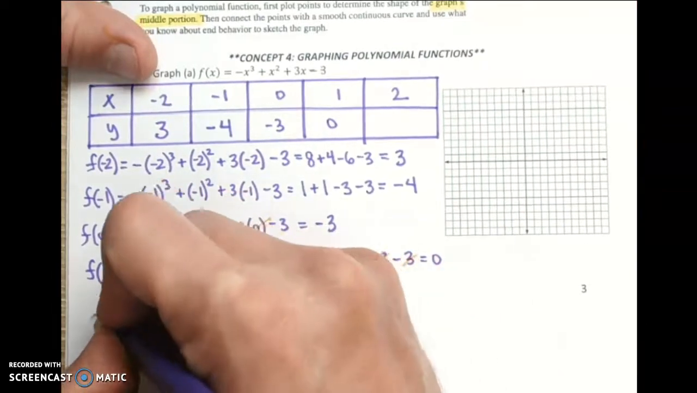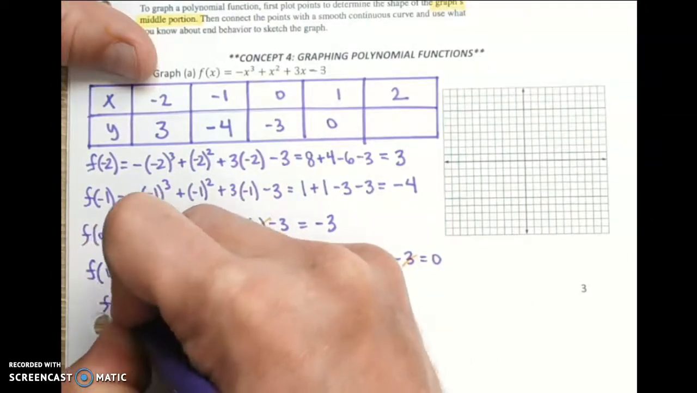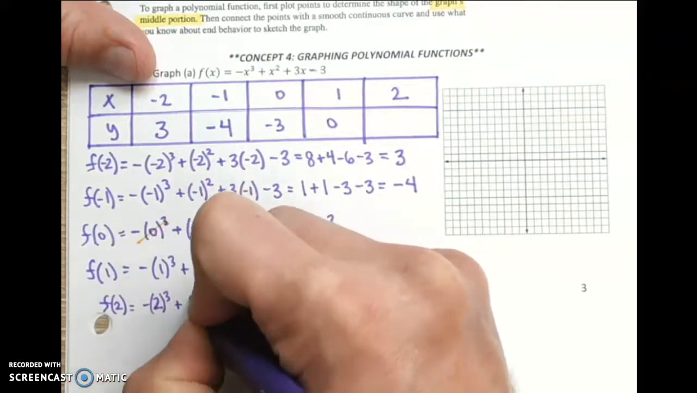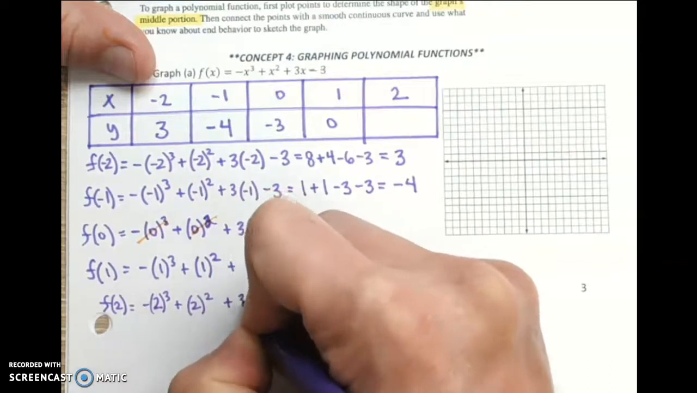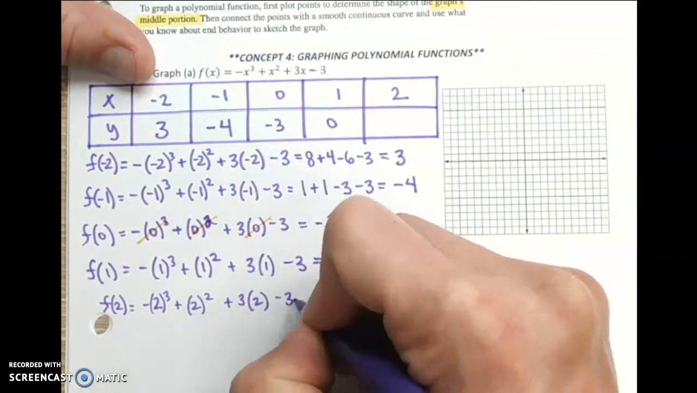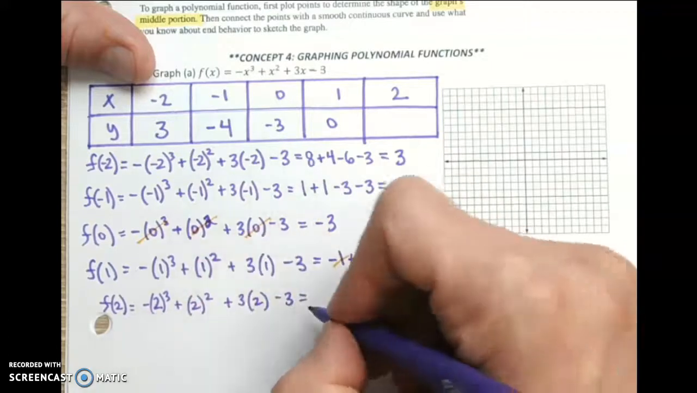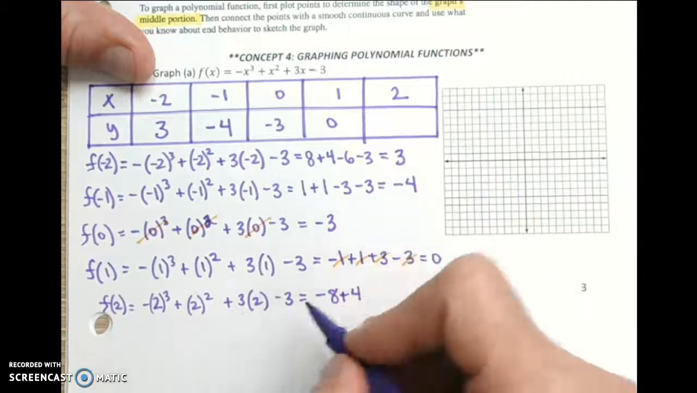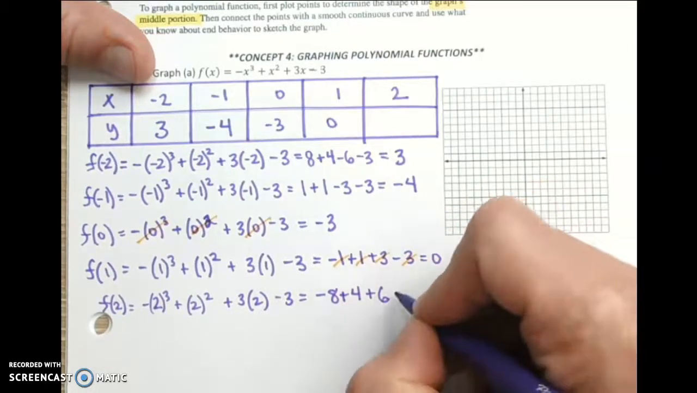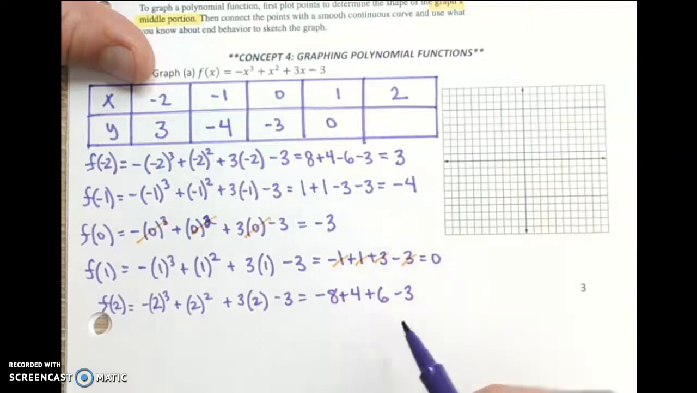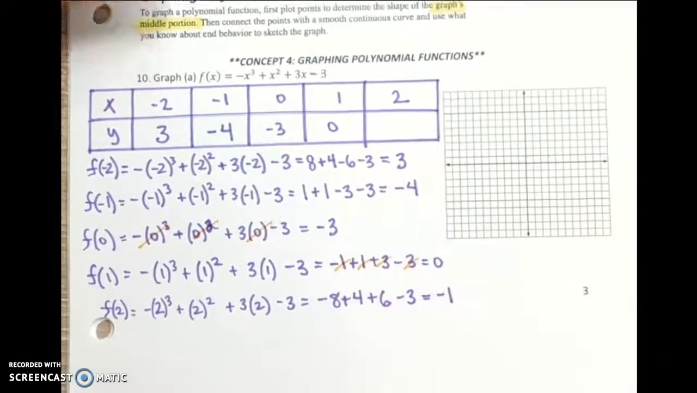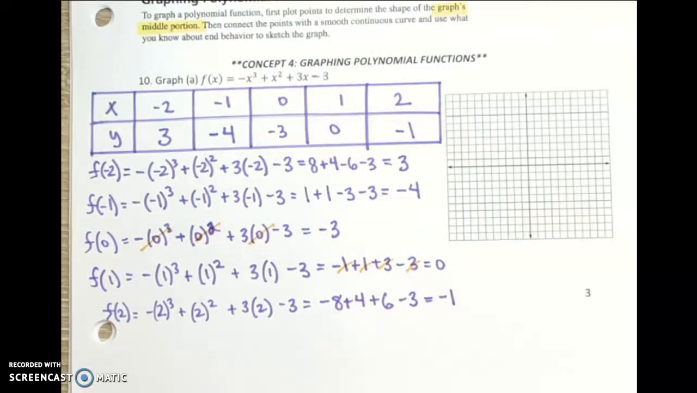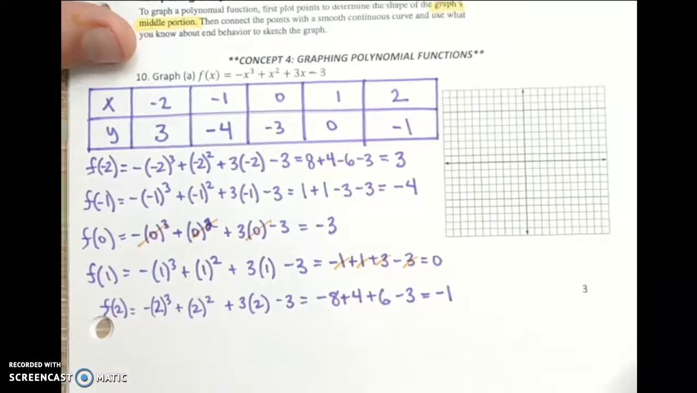And last but not least, f of 2. And I get the opposite of 2 cubed plus 2 squared plus 3 times 2 minus 3. And 2 cubed is 8, but the opposite of that's negative 8. 2 squared is positive 4. 3 times 2 is 6 minus 3. That's 10 and negative 11, and that combines with negative 1. Alright, awesome. I got my points. Let's just go ahead and plot these points.